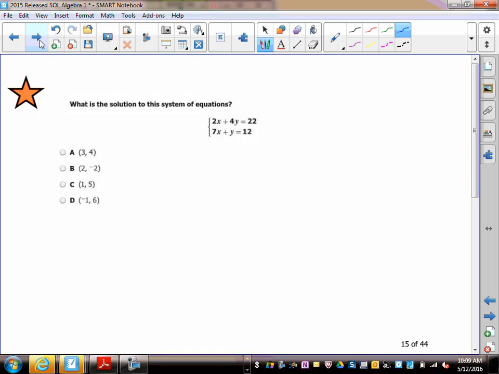So again, we can check each point and see which one works, or I can go ahead and find the solution here. And remember, the way to solve a system, we can use substitution. Anyone remember what the other one's called? Linear combination, good, which is also known as elimination.